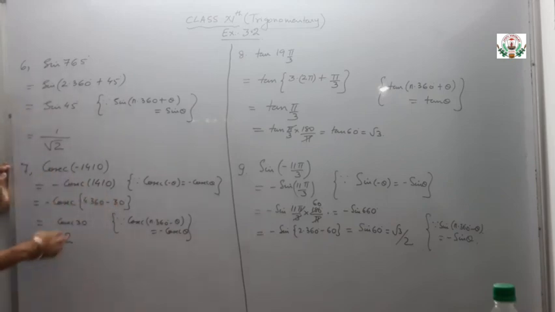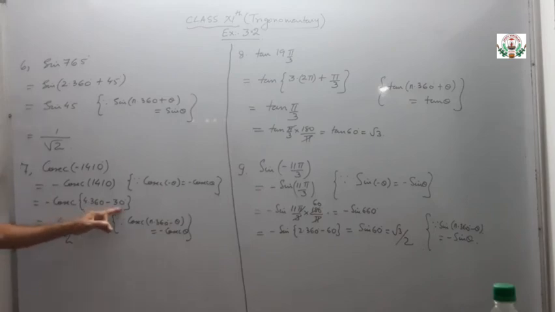Now it becomes the form cosec of n into 360 minus theta, and n into 360 minus theta lies in the fourth quadrant, and in the fourth quadrant cosec is negative. Therefore this negative, again in the next step, becomes positive. Minus into minus is plus, theta is here 30 degree. So cosec 30, as sin 30 is 1 by 2, so cosec 30 is 2.